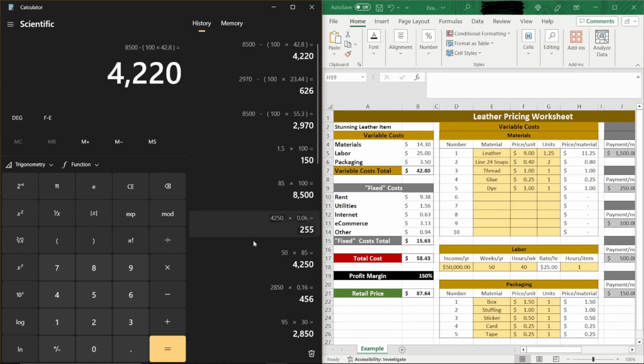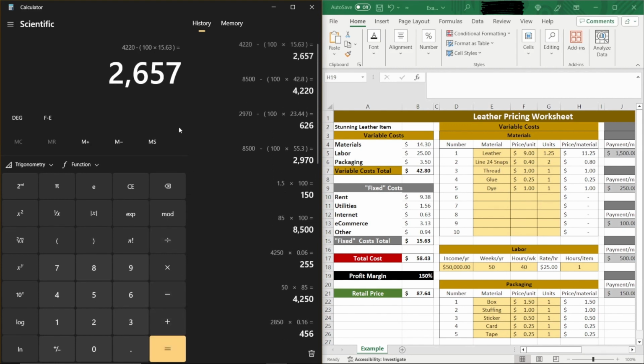Well, let's get all of our fixed cost in there. Minus 100 times $15.63, close parentheses. Oh my goodness. You are now left with a profit, not sales, a profit of $2,657.